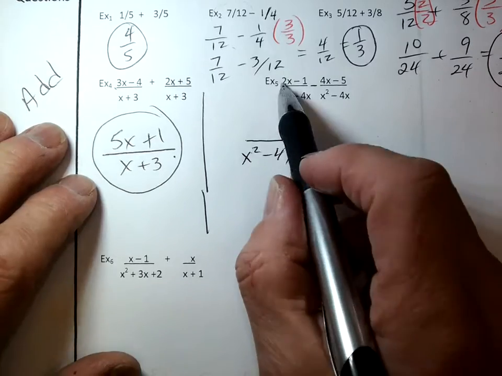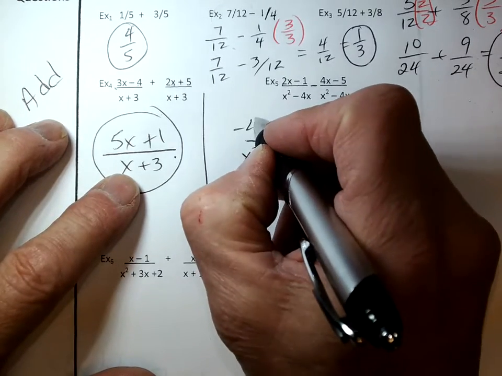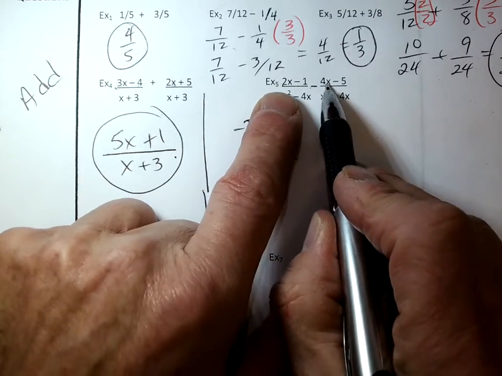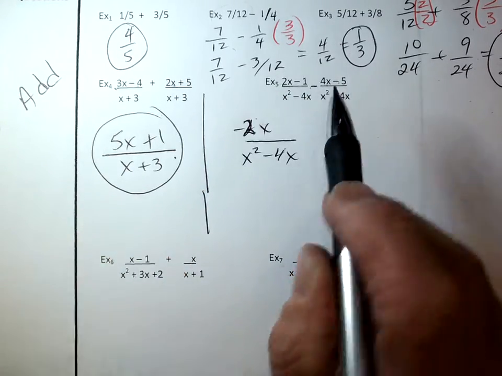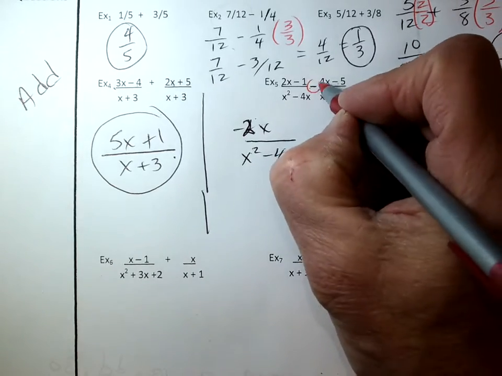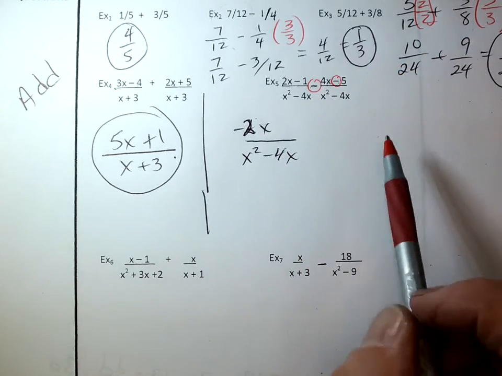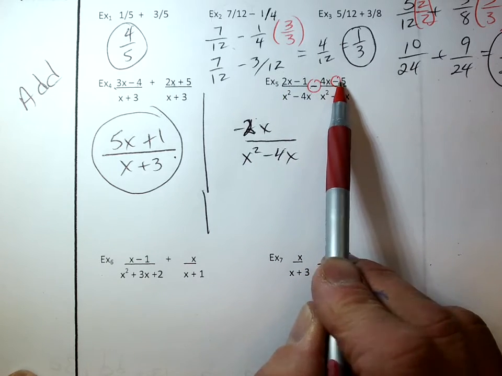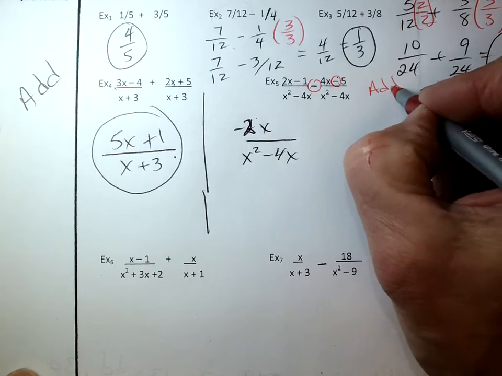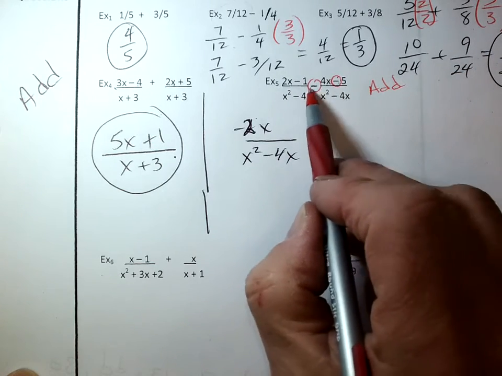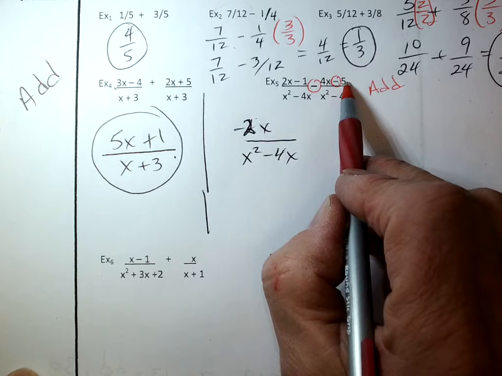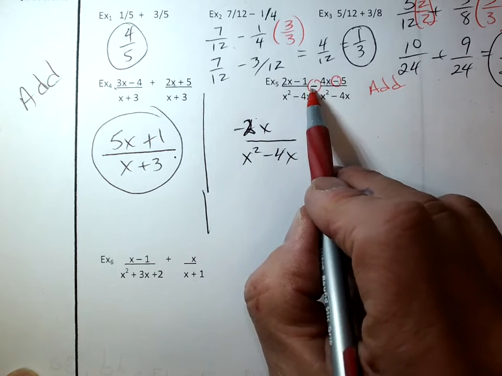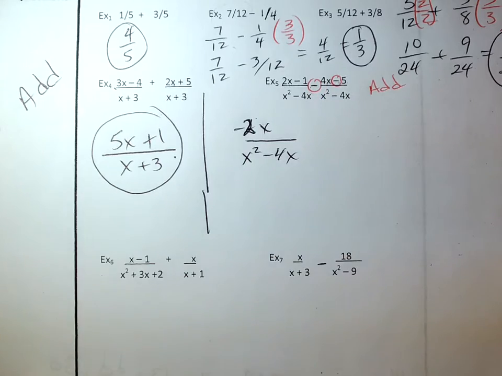2x minus 4x gives me a negative 2x. So negative 2x. Now you're going to be careful of this double negative here. See my double negative? So I'm going to go 2x minus a negative 5, so I'm really going to add. I'm going to go 2x plus 5. Do you see the plus 5? Because you get your double negative. So it's really going to be negative 1 plus 5, which makes a 4.